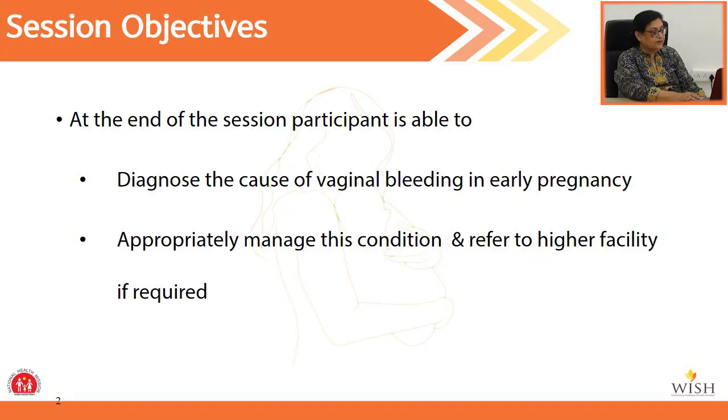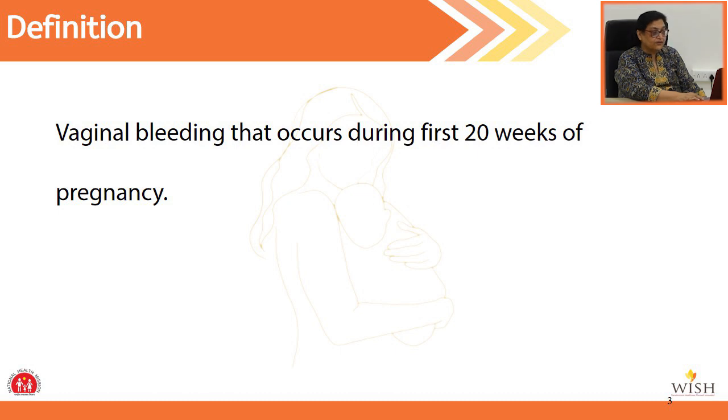So if we talk of vaginal bleeding in early pregnancy, we usually mean any bleeding occurring in the first 20 weeks of pregnancy. The session objectives for our class today is to be able to diagnose the cause of bleeding in early pregnancy and appropriately manage this condition and refer to the higher center if required, if facilities are not available in your place. So definition we've already done: bleeding that occurs during the first 20 weeks of pregnancy.